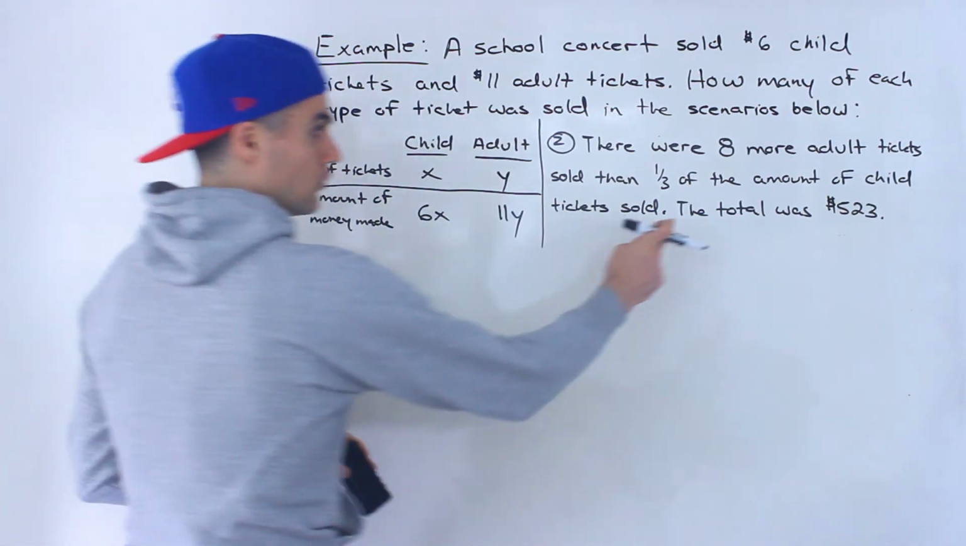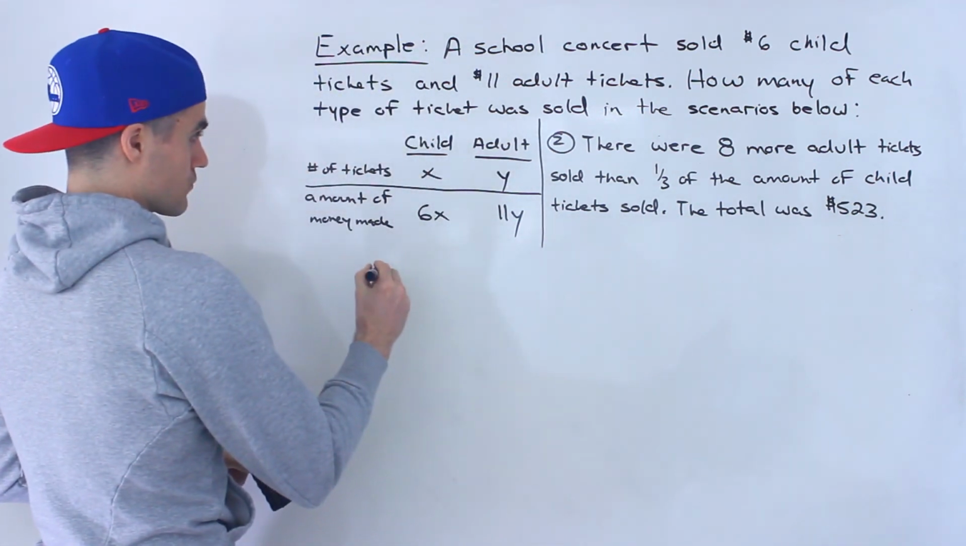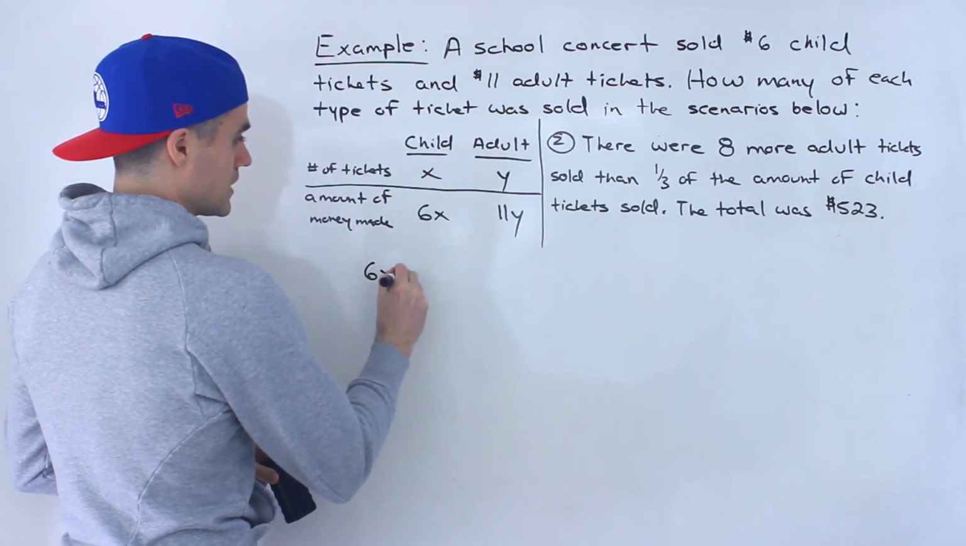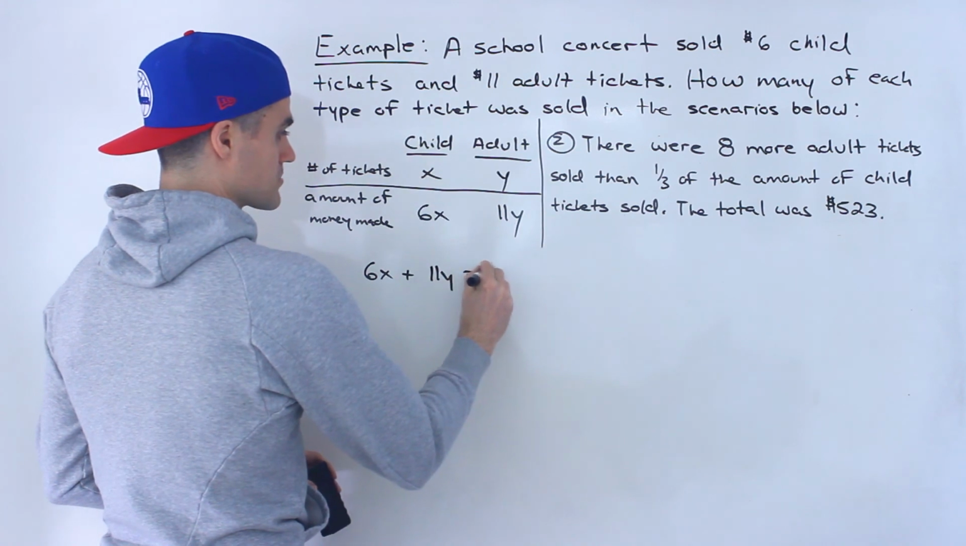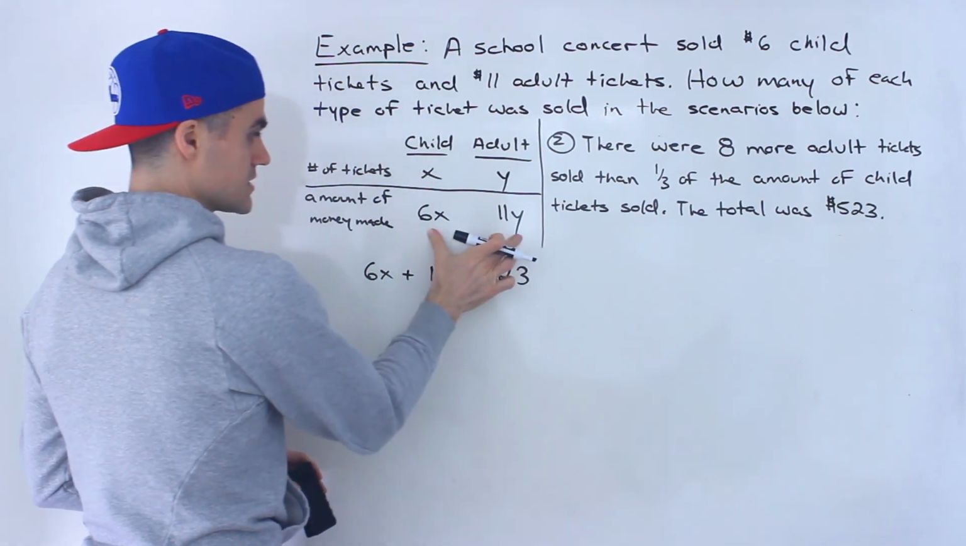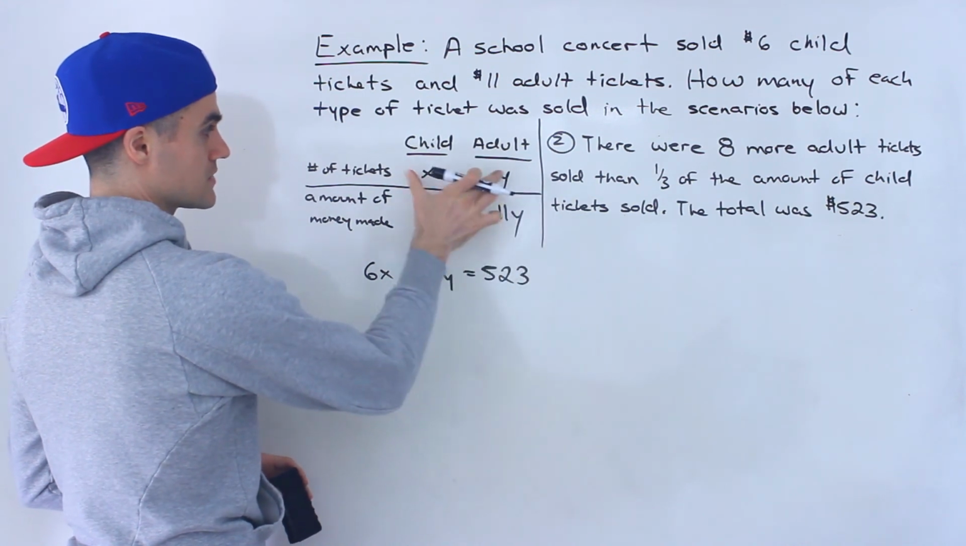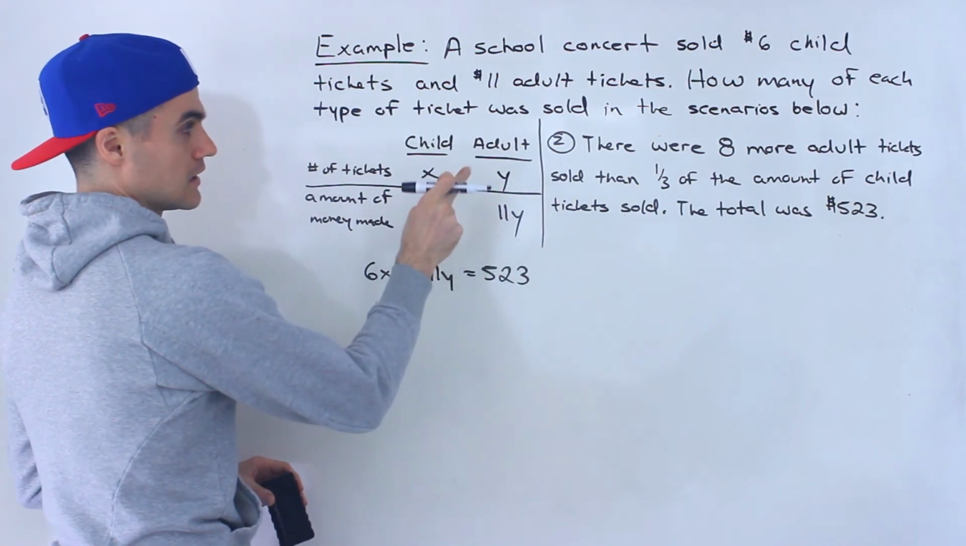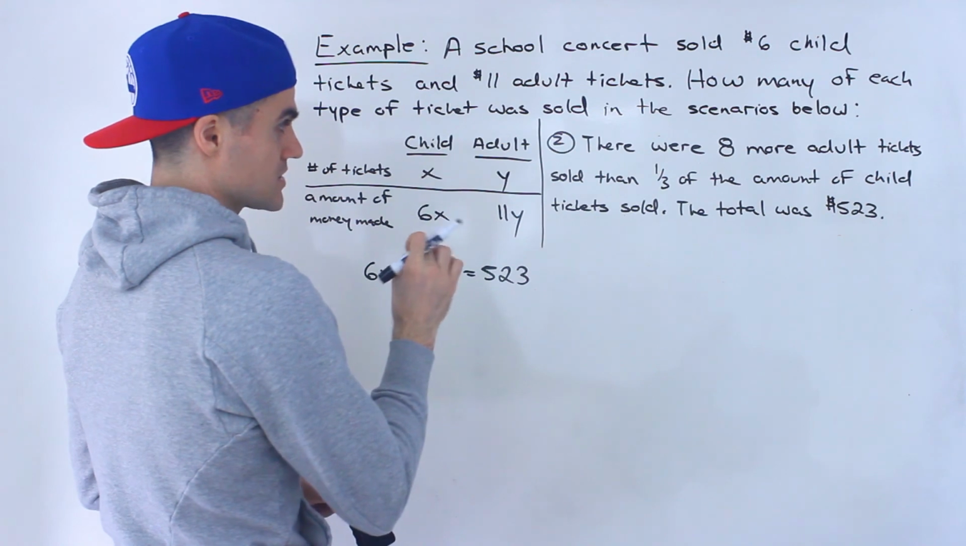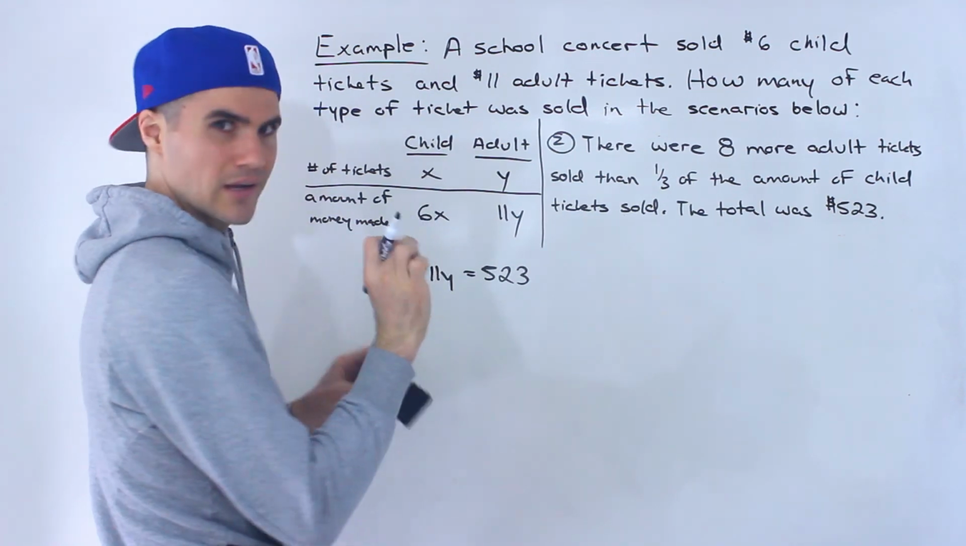So we're told the total was 523. So very easy to create an expression for that. It's just these two equals $523. Remember, this is the dollar amounts here, and this is the number of tickets. This second equation is going to be a little bit more difficult. You got to read it carefully.